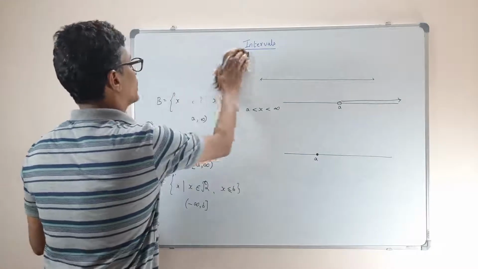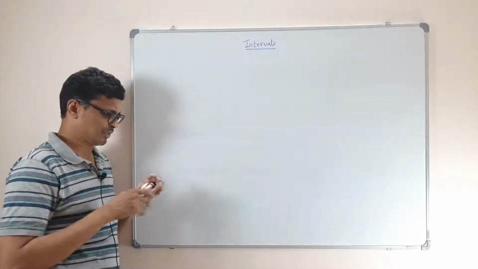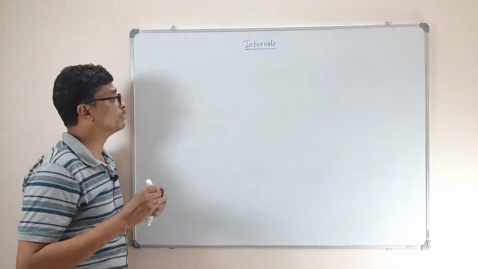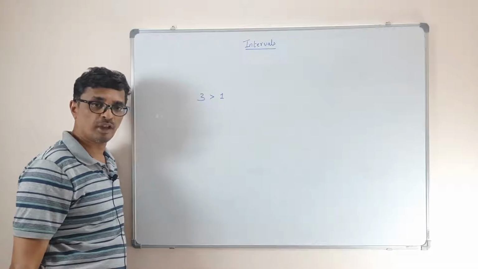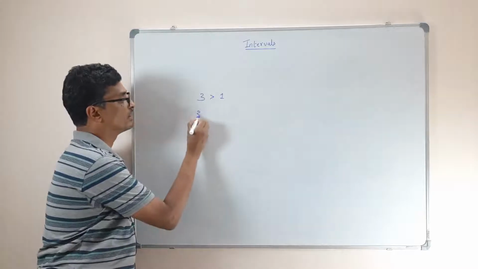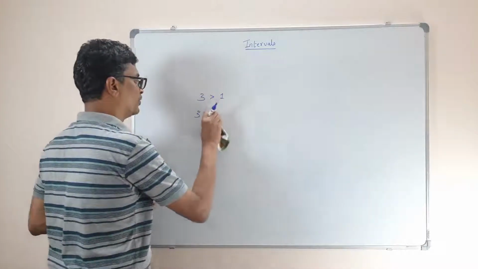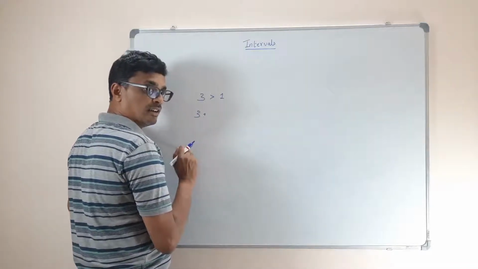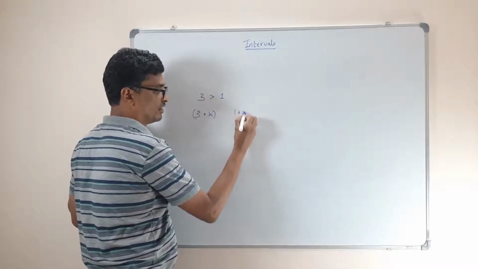That's important. See, the rules are not very tough. This is very simple. Let us take any two numbers. For example, let us say 3 is greater than 1. If I add a number k to both sides, will this inequality still be valid? Yes. You sure? If it's the same number added to both sides, it will still be valid.